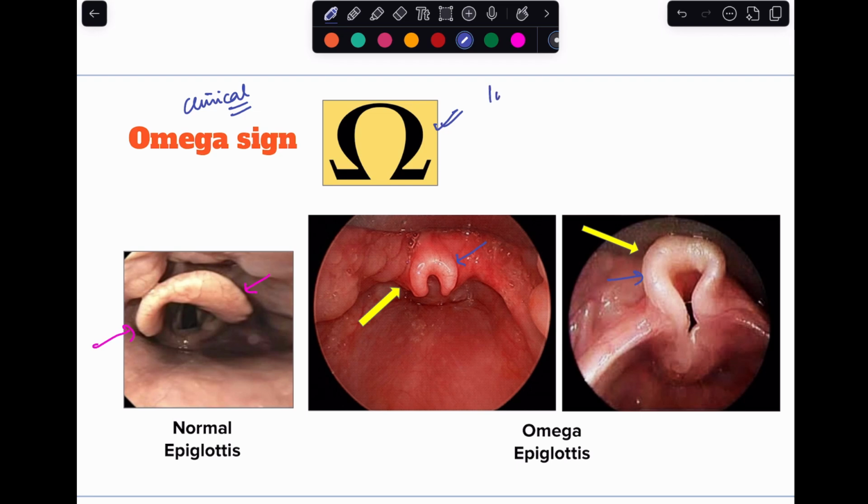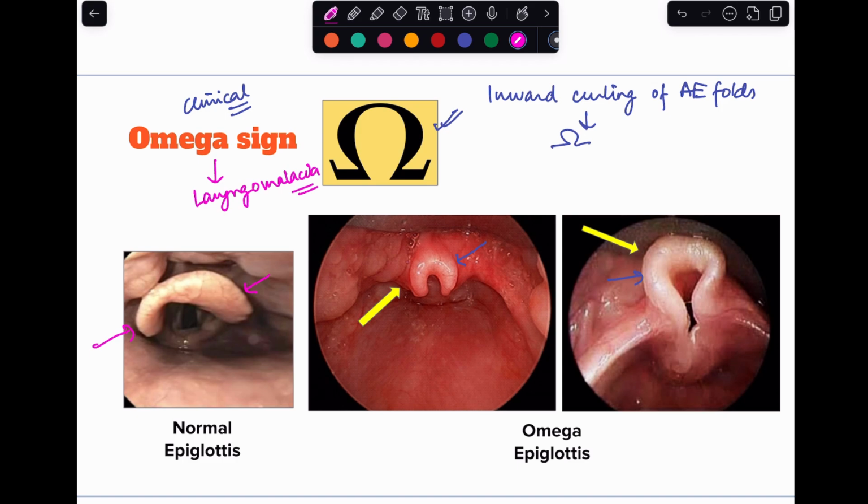What is this sign? Here we are seeing an inward curling of the aryepiglottic folds leading to the epiglottis appearing like an omega-shaped structure, and that is why this is known as omega sign. Can you tell me what is the condition in which we see omega sign? We see omega sign in a congenital laryngeal disorder which is known as laryngomalacia.